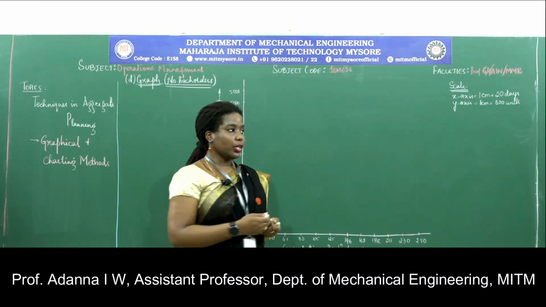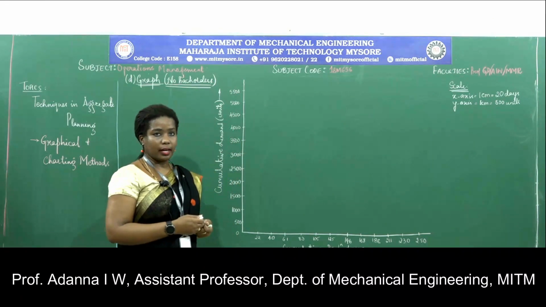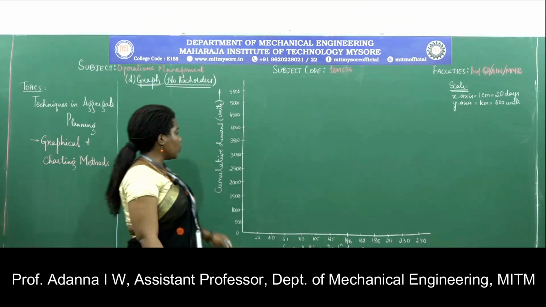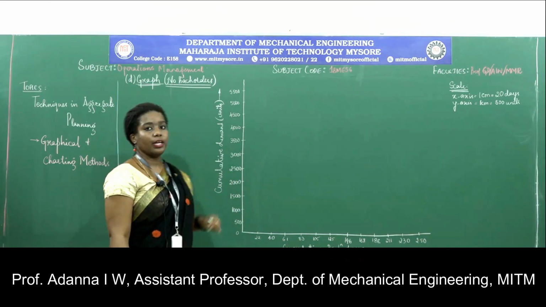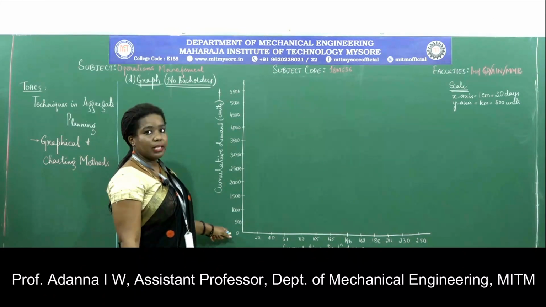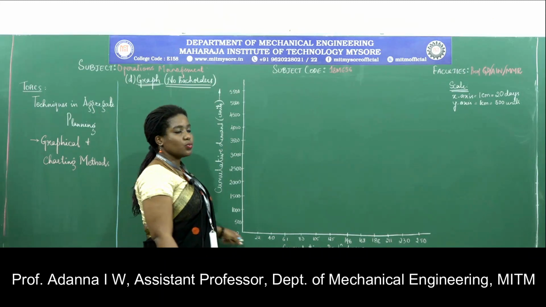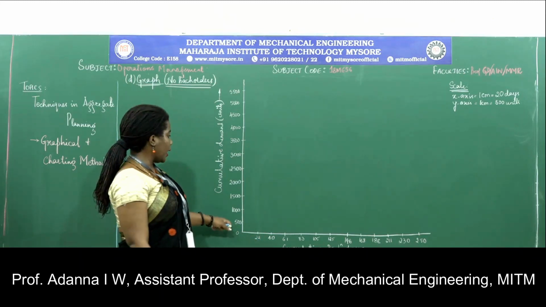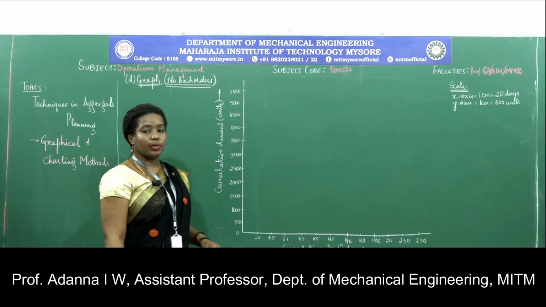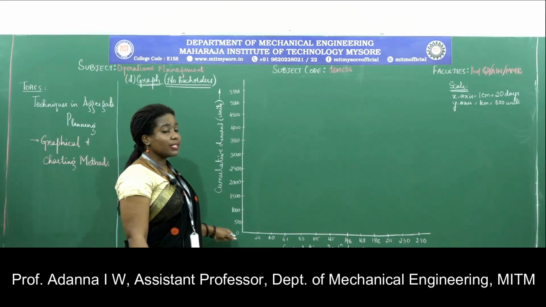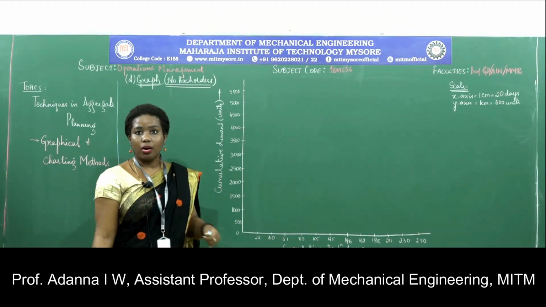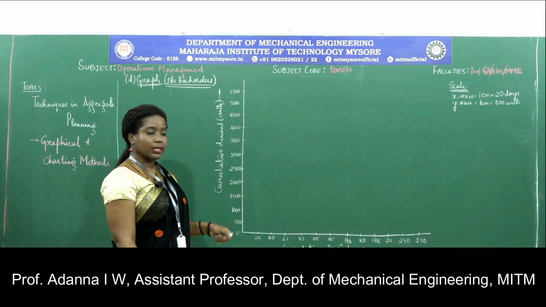In such a case, we have to plot the demand graph. On the x-axis we take the cumulative production days and on the y-axis the cumulative demand in units. Taking a suitable scale, I have considered on the x-axis 1 centimeter equal to 20 days, and on the y-axis the cumulative demand in units, 1 centimeter equal to 500 units. These scales and units are dependent on you. Whatever is a convenient scale for your graph sheet, you can consider it.